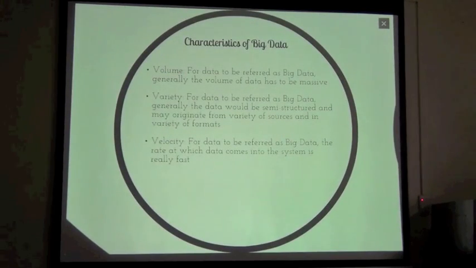So as I said, there are three characteristics of big data. First, volume, really huge volume. Second, variety, comes from a variety of sources and in a variety of formats. Third, velocity, comes to you at a great speed. So the data that gets generated is really fast.